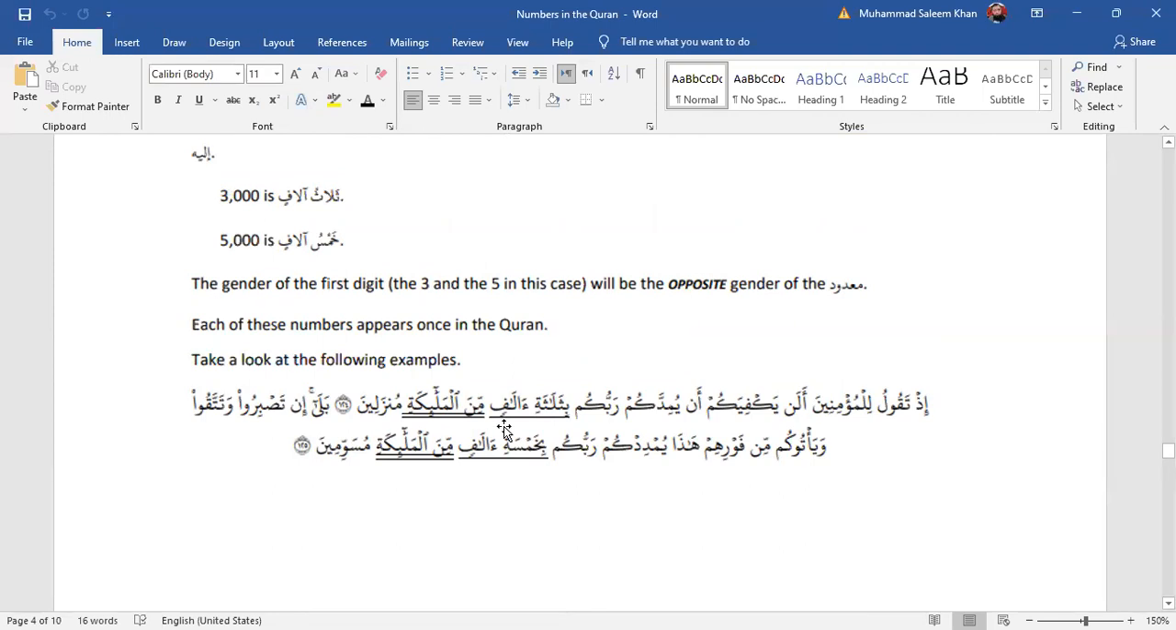Irfan? Sir, this is my point earlier, sir. I said only alfu will be considered as a singular, like alfu shahar or alfu riyal, like this. But if you have 200 and 300, then the madud will change. No, but alf also has its plural as well. Alf has the plural alaf and also uluf. Here, sir: bithalathati alafi min al malaikati.